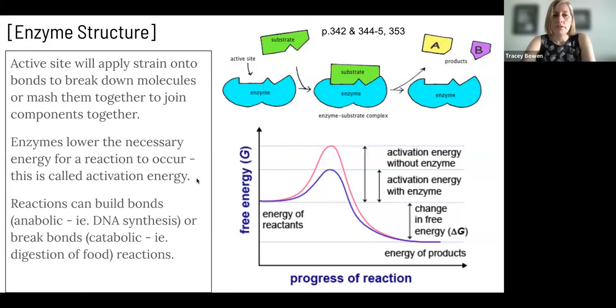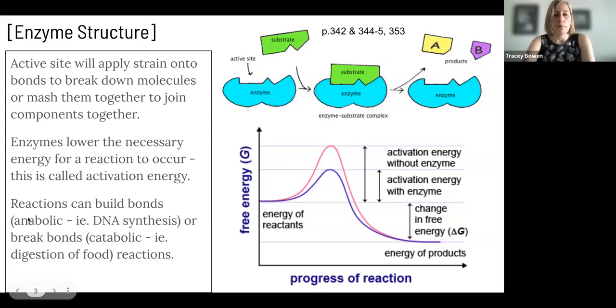Reactions can build bonds, which would be anabolism, anabolic, which would be something like DNA synthesis, or it can break bonds, which would be catabolic. The word catabolic means breaking into smaller components. And that would be something like the digestion of food, where you're taking a big molecule of protein, for example, and breaking it into its amino acids. And so enzymes can catalyze both of those reactions, anabolic reactions and catabolic reactions.